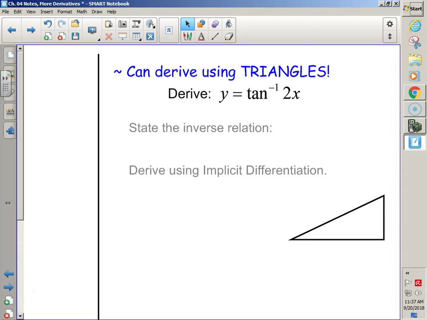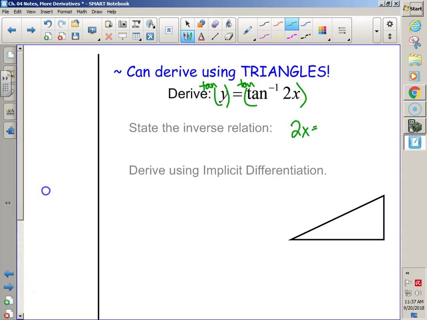To be safe, I would keep it legal, and to keep it legal, what would I tell you to do to both sides? It's going to be better that way. Because doesn't this now show I have 2x is equal to tangent of y? Whoa. No, I got it right. It's a little more complicated than just switching x and y. That's the inverse relation.